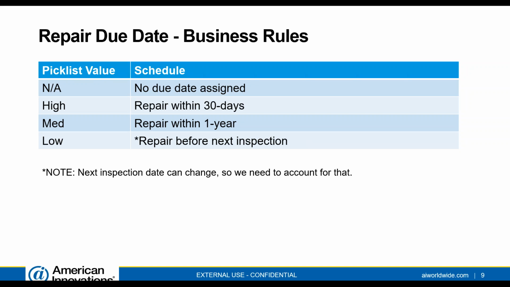So if it's not applicable, I don't have a due date assigned. If it's a high repair, it needs to be fixed within 30 days. If it's a medium repair, I want to do it within a year. And then for a low repair, I want to do it before the next inspection.